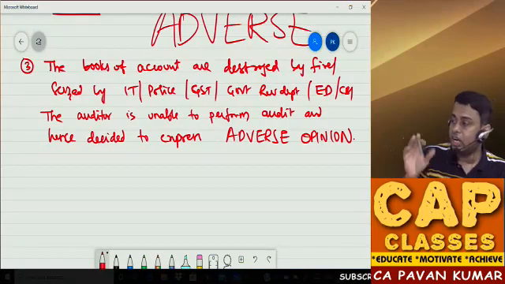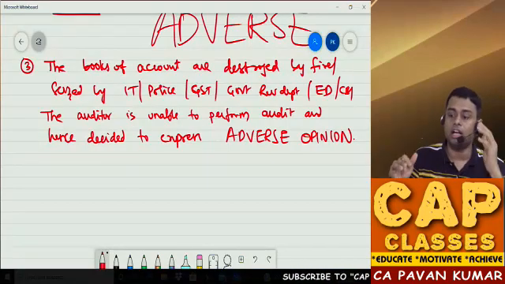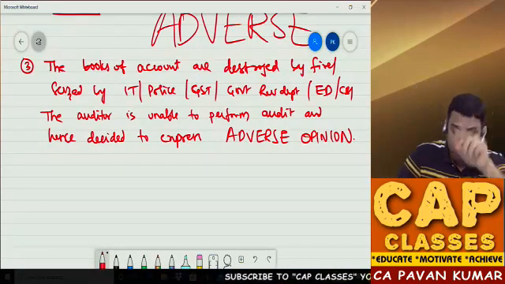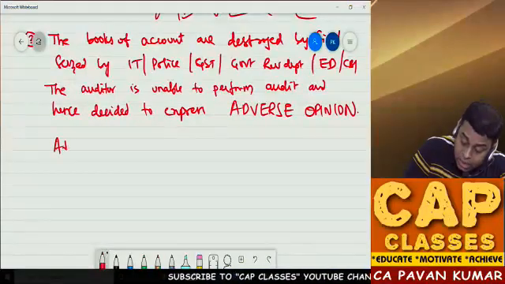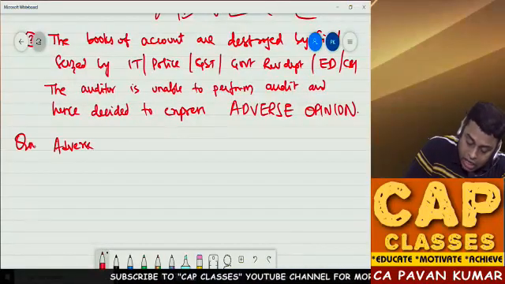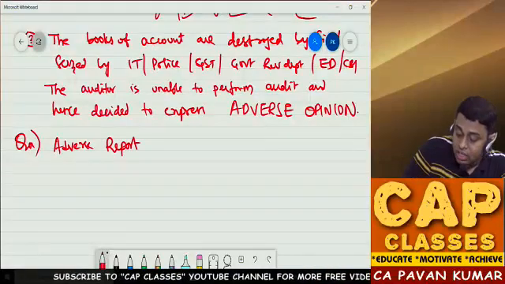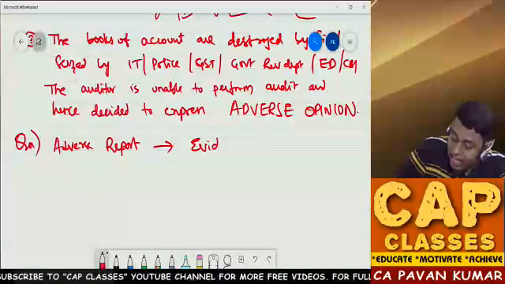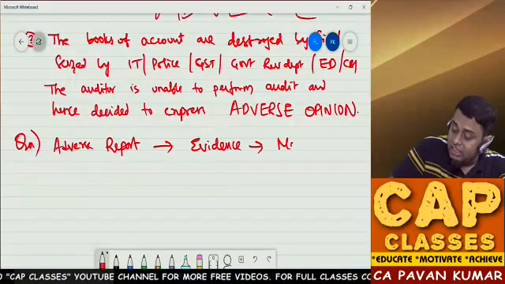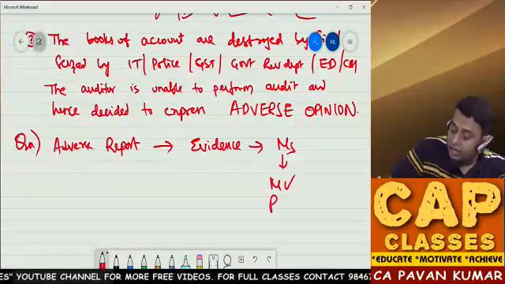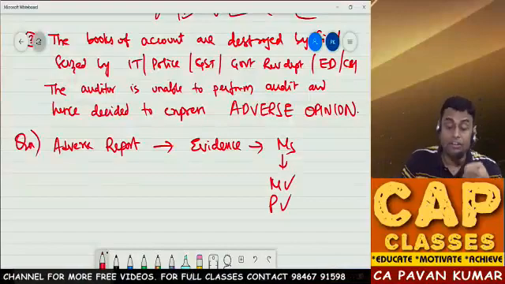Comment. Students will write yes, because he cannot conduct audit, express adverse opinion. The answer is no. Adverse report can't be. What is the question? Adverse report is to be given when there is evidence that there is a misstatement which is material and pervasive. Then adverse report can be given.